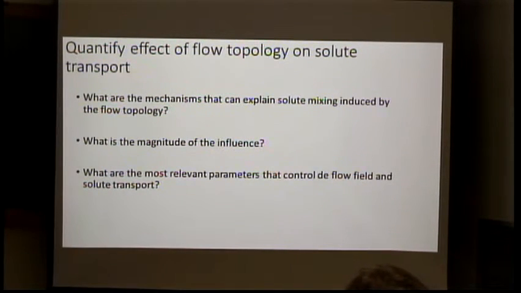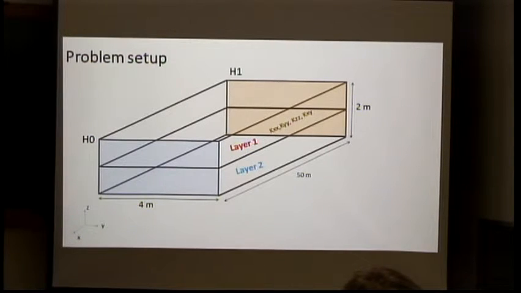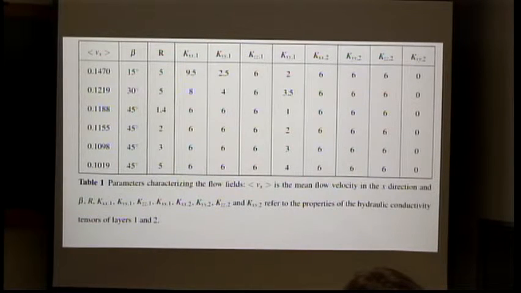And the questions that we wanted to ask are: what are the mechanisms that explain solute mixing induced by the flow topology? What is the magnitude of the influence? What are the most relevant parameters that control the flow field and solute transport? So for that, we use, again, the same setting. We only use a longer domain. But then we did a full set of simulations looking at different anisotropy ratios and different angles of the rotation. So we got this table here.